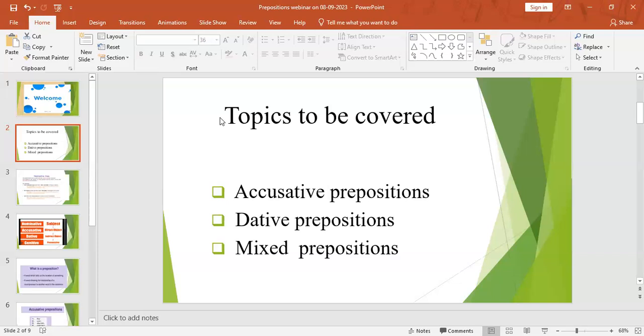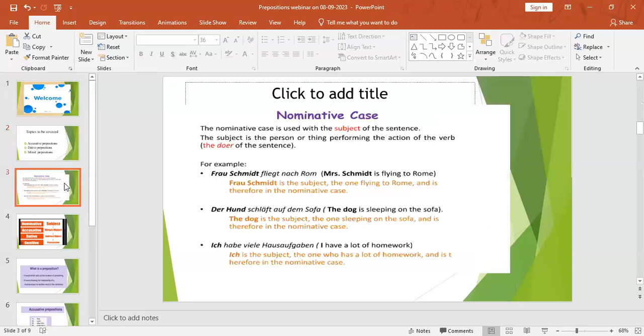Okay, these are the cases. Why is it important to know about the cases like nominative, accusative, and dative? That I will tell you right now. First we are going to start with the nominative case, because we should know this before talking about prepositions. If I want to understand how it happens, I should know about nominative, accusative, and dative. So what is nominative?